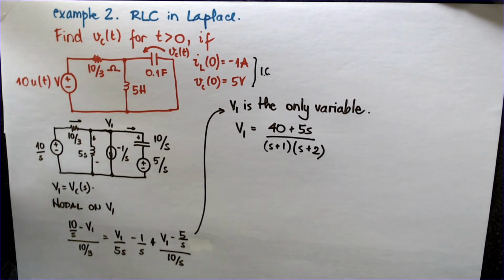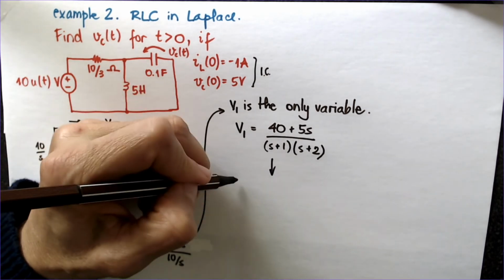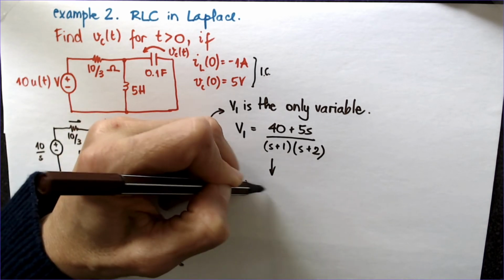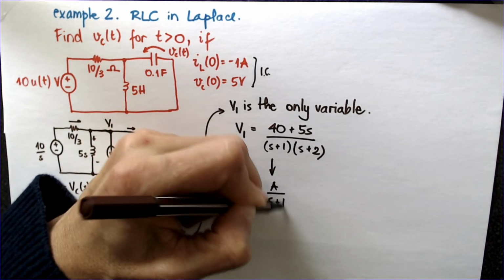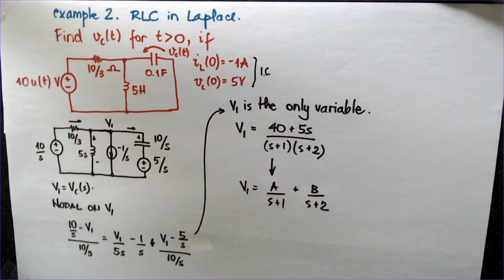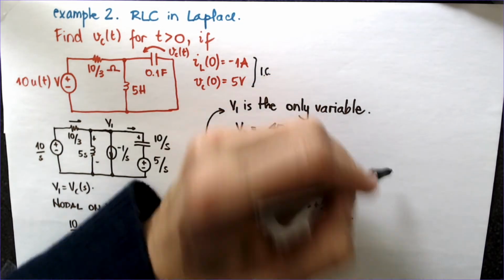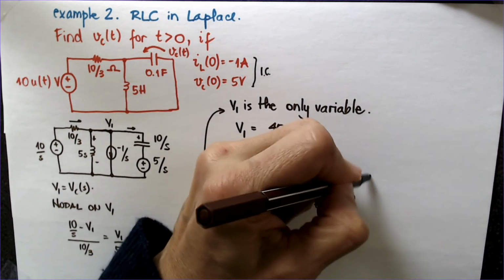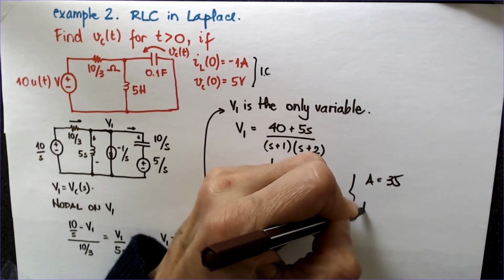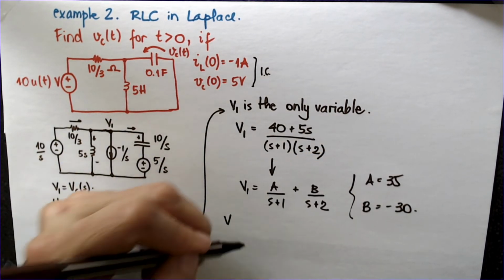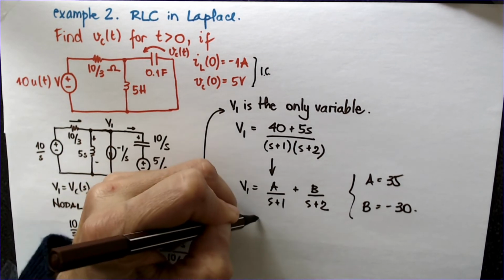And then we're going to do partial fraction expansion, PFEs, to find A and B, just like Alvin posted last week on his video for Monday for 420 class. And this is simple, we can use the residue method to find both A and B. So I found, again, it may be wrong, but I found A equals 35 and B equals minus 30. And so I can rewrite V1 as 35 over S plus 1 minus 30 over S plus 2.